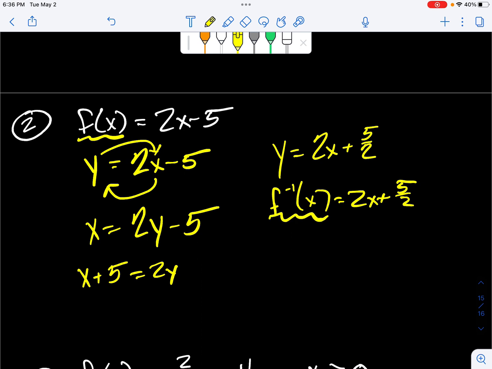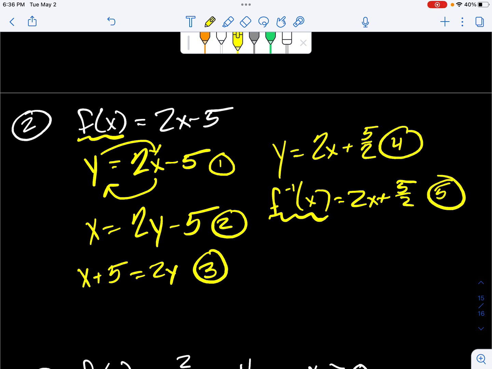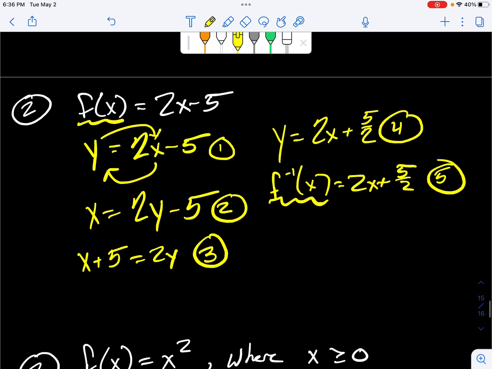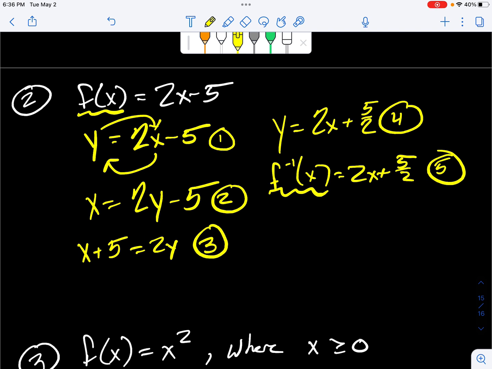The actual process, though, like you can see: replace f of x with y, switch the x and the y, solve to get the new y after it switched places by itself, and then write it using that function notation. And even if they didn't give you a line, if they gave you a different type of equation, we'd go through the exact same process. Rewrite it as y equals, switch the x and the y, solve to get y by itself.